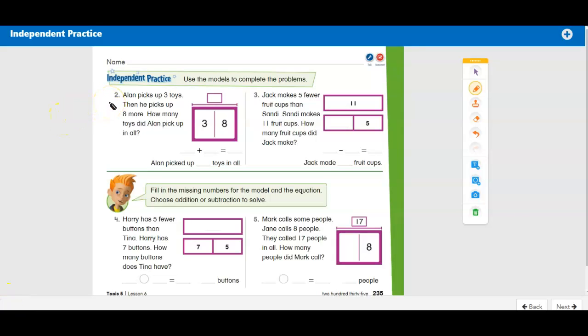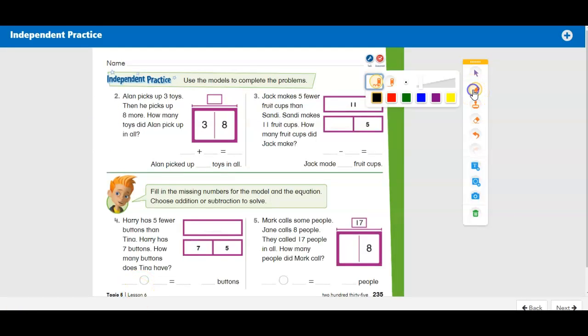Our first problem on our independent practice says Alan picks up 3 toys. Then he picks up 8 more. How many toys did Alan pick up in all? So what we see so far is that the information from our story problem has been put into our model. Alan picks up 3 toys, then he picks up 8 more. So we have our 2 parts. We have 3 and 8. Now we want to know, how many did Alan pick up in all?